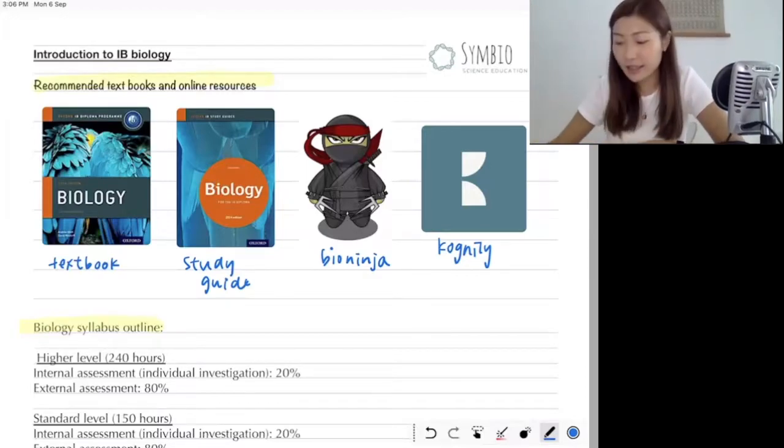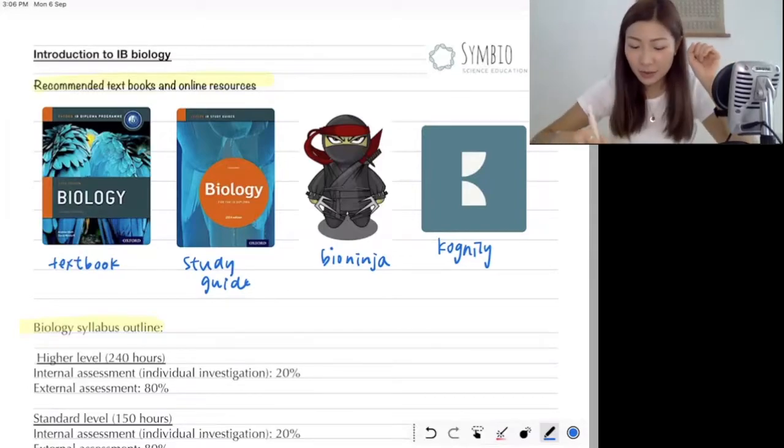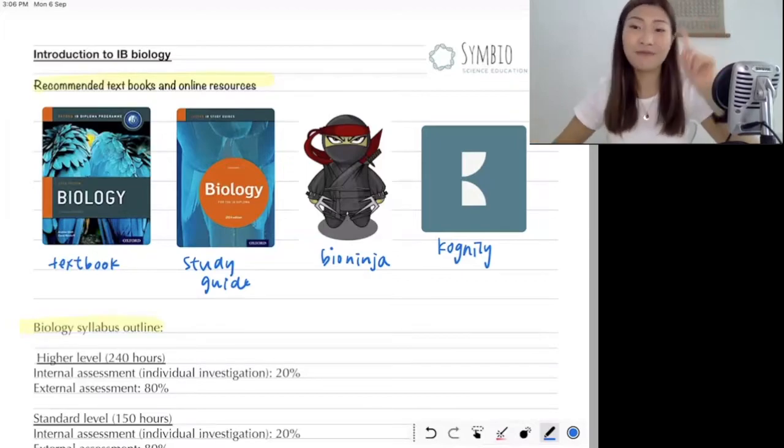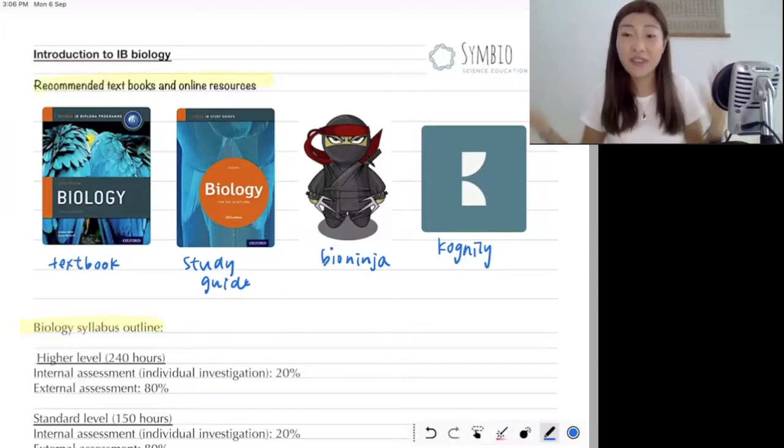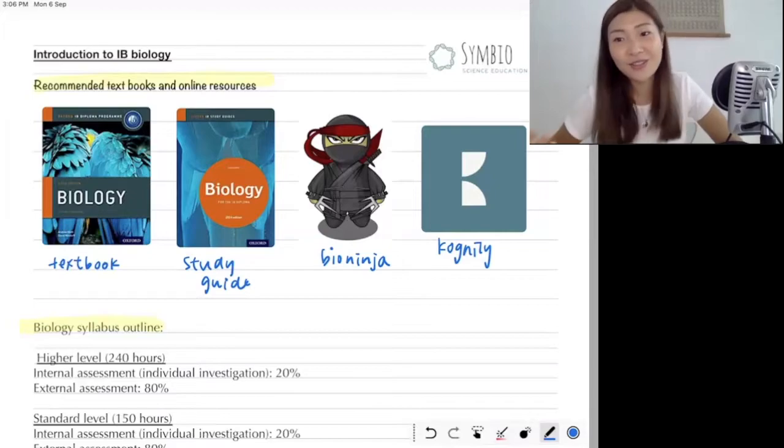Okay, so once again, the 2 things that I think are a must would be the textbook and Bio Ninja. Of course, if you have my notes as well, then you can also use my notes, or just use some online notes to help you.